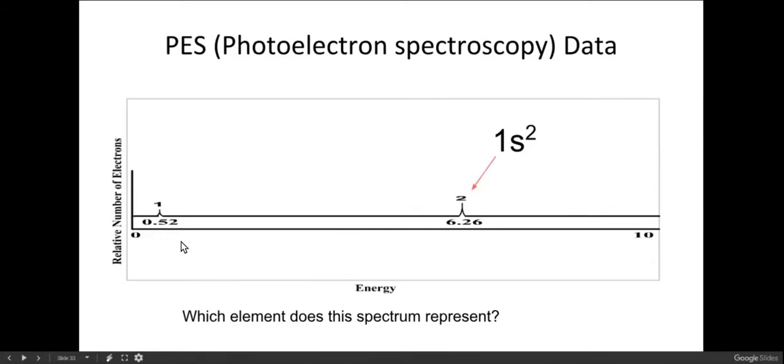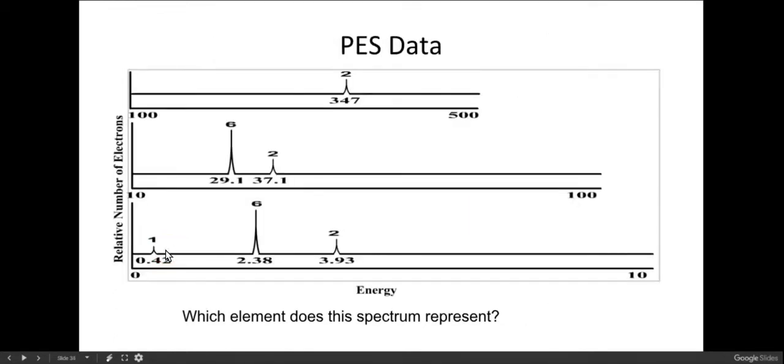And so these electrons require less energy to remove than the 1s. This is where our 2s electrons are, but there's only half as many of them. So we actually only have 3 electrons here, and I bet you can tell now that this element is lithium. So this is a very simple PES diagram. Let's take a look at one that's a little more complicated.